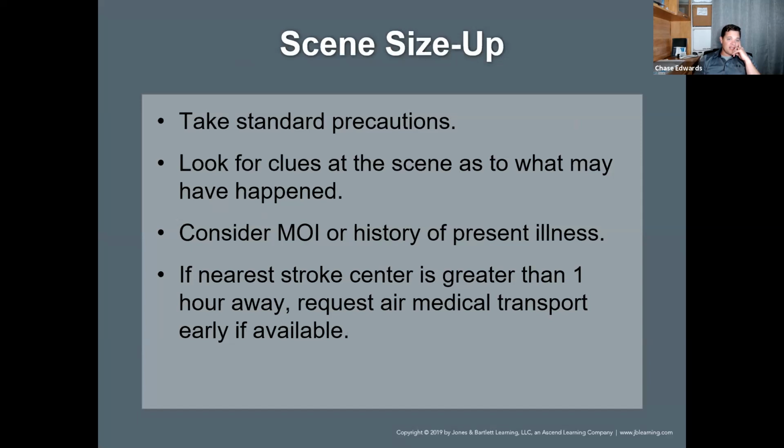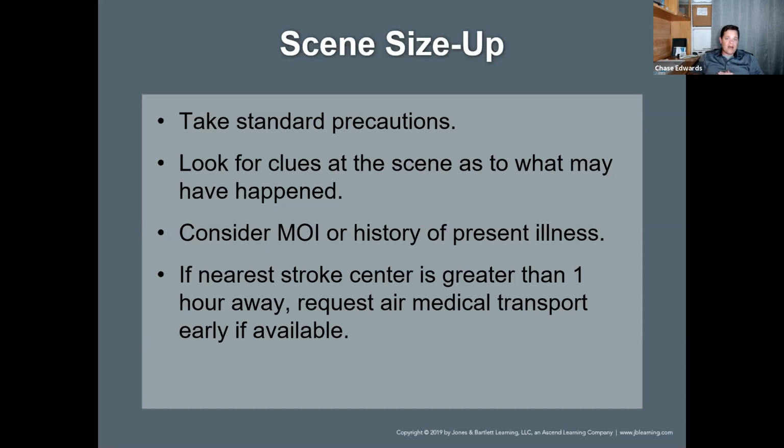So starting off with the scene size-up. First off, you're going to look for scene safety. Take your standard precautions, gloves and goggles. A tonic-clonic seizure patient may be incontinent, so you may even want to consider a gown if you need to. Look for clues at the scene as to what may have happened in your surroundings. As an AEMT, it may require additional assistance for patients with altered level of consciousness. Request additional resources early in the call.